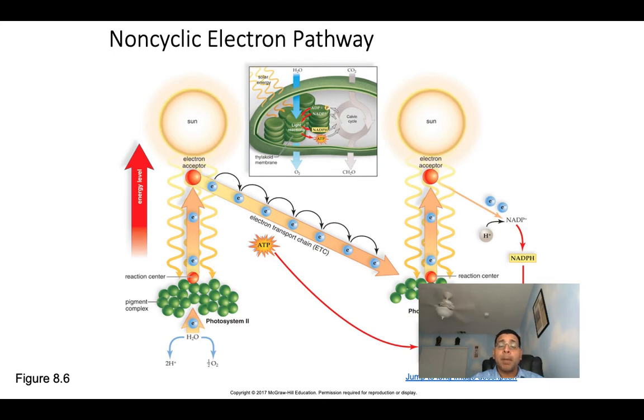Each NADP+ molecule accepts 2 electrons and a hydrogen ion to become the reduced form of the molecule, called NADPH. This NADPH will also be used by the Calvin cycle reactions in the stroma to reduce carbon dioxide to a carbohydrate.